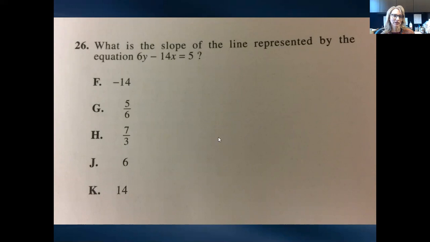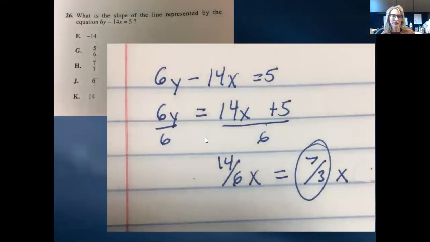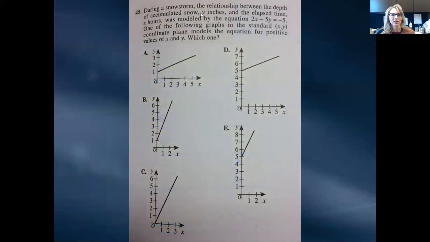14 over 6 can be reduced down to 7/3. So your answer is H, 7/3.